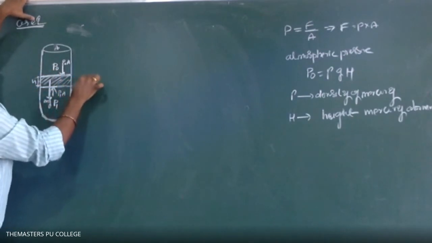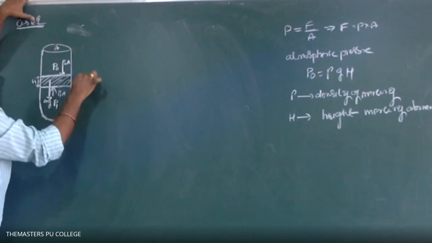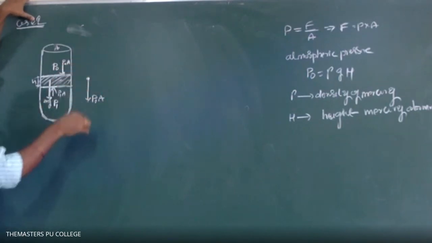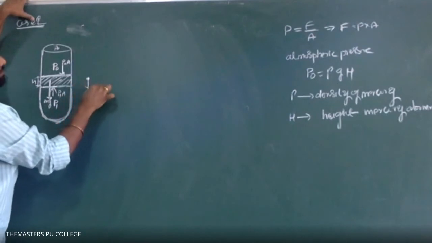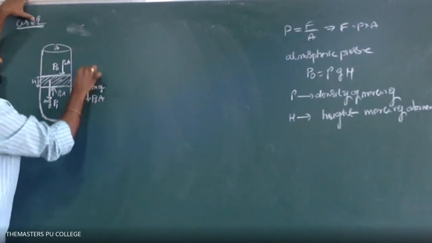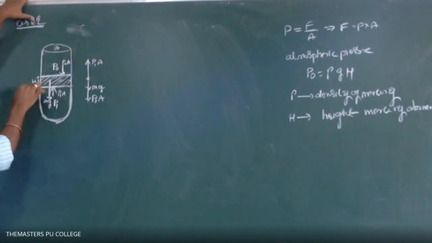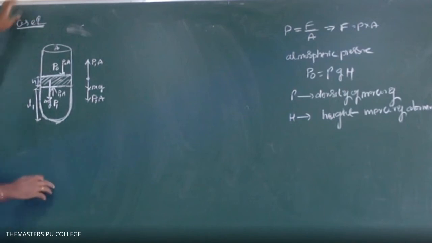If I draw a free body diagram, what are the forces that are acting downward? P naught A force is acting in the downward direction. Its weight mg is acting in the downward direction. And P1A is acting in the upward direction. Let us say this L1 is the length of the mercury column.